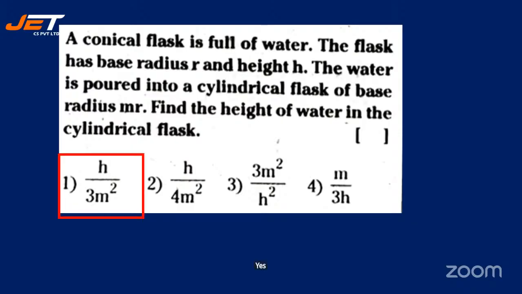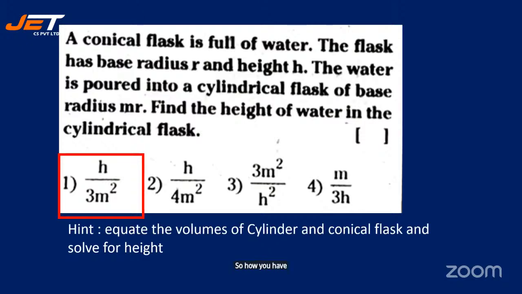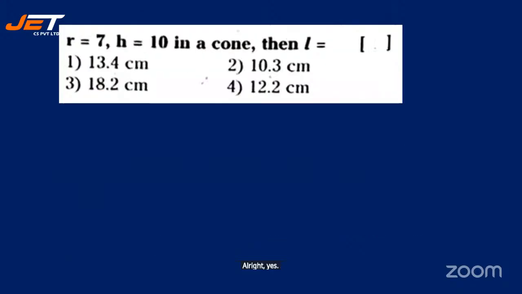Yes, so let's see, the answer is h by 3 meter square. So how you have to do this? Equate the volume of cylinder and conical flask. Right? So volume of the cylinder and the flask, that is conical flask. So with this you will get the value, I mean you can solve for h. All right, yes. Now let's move on to the next question.